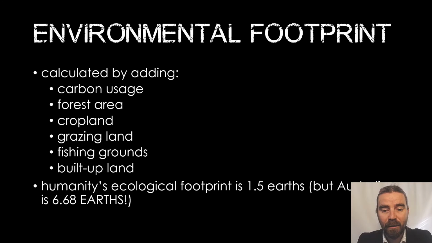So if we keep going at that rate, we're going to use up all of the fresh water, all of the forests, all of the clean air. So we need to take some action. Now that's humanity on average. Australia's average, if you just add up all the Australians, uses 6.68 Earths. So Australians are about 4.5 times worse than the world average for the environmental damage they cause through their lifestyle.